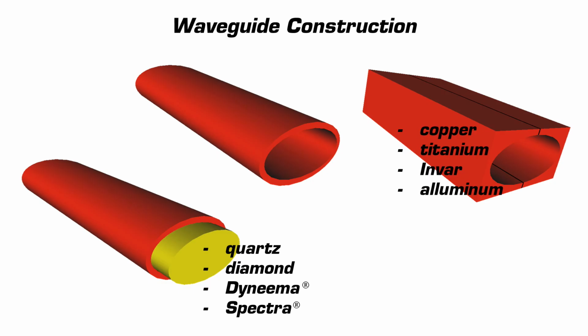Moreover, extrusion molding or cold hammer forging, as shown in the center, or even metallizing low-loss dielectric materials, as shown on the left-hand side, are other possible alternatives to manufacture waveguides.